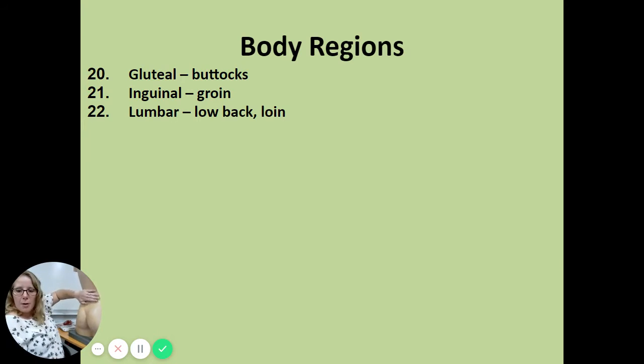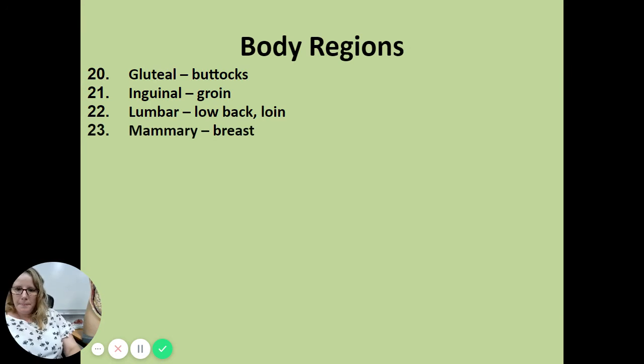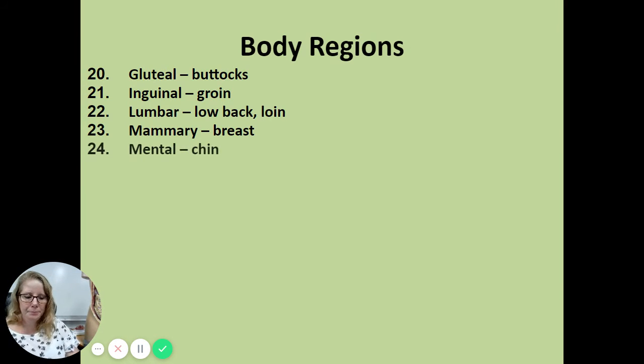Lumbar refers to low back. So this is the lumbar region, and that's why we named the regions on the stomach lumbar, because they're close to this part of the body, the small of your back. Mammary refers to breast, the mammary glands.